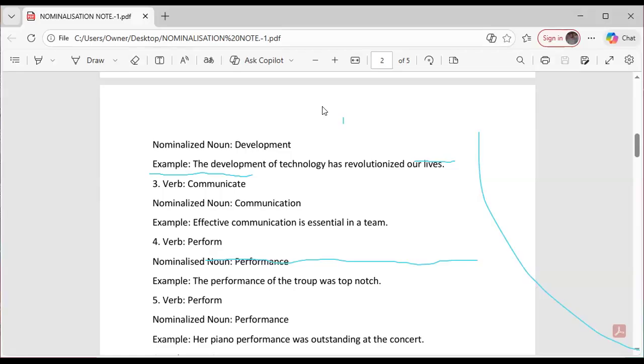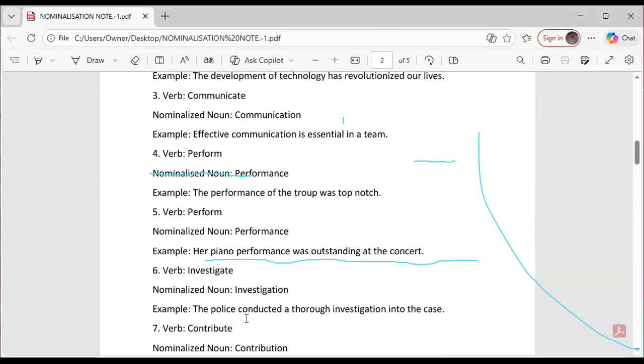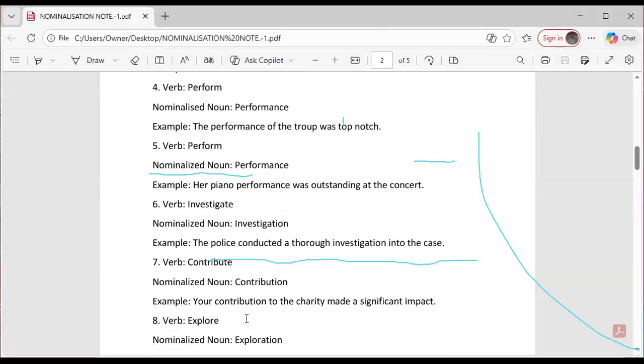Now we have the next one, the verb perform becomes performance. Piano performance was outstanding at the concert. And then we'll have the next word, investigate, which becomes investigation. Can you read the sentence there for me? The police conducted a thorough investigation into the case. Good. Can you write the next word on number 7? Contribute. Good. And when you nominalize, it becomes contribution. Your contribution to the charity made a significant impact.